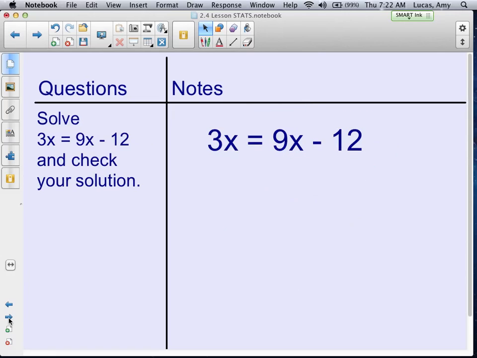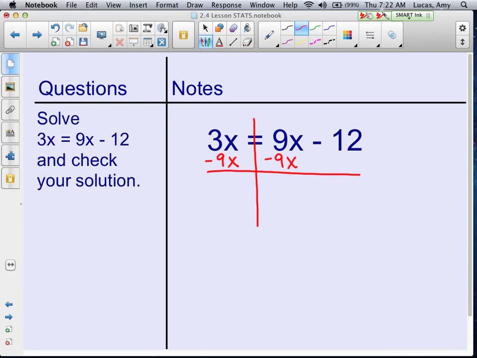Okay, this example is different than the last two. Why is it different? On the left-hand side, all I've got is 3x. So my preference in keeping my variables positive is not going to work out so well on this one. It would actually add a step for me, because if I subtract away the 3x, there's nothing left on the left-hand side. I would have to have a 0 there, and then I would have a two-step equation still. So I am instead going to subtract the 9x, because really, you can do either.